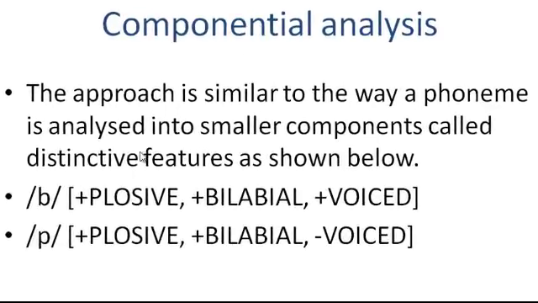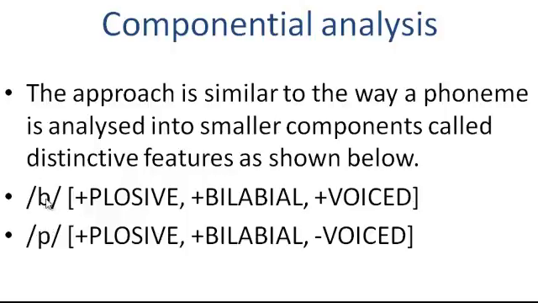So what we see here are the basic components of the words man, woman, boy, and girl. And the way we have analyzed those four words is similar to the way a phoneme can also be analyzed. A phoneme is analyzed into smaller components called distinctive features, as shown below.